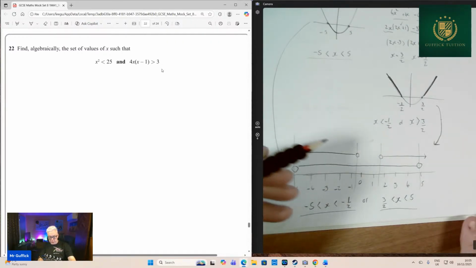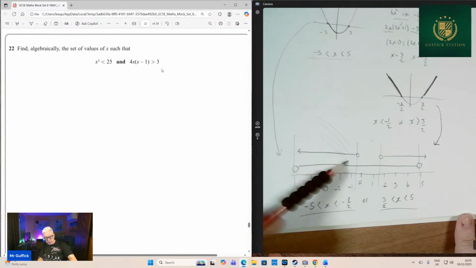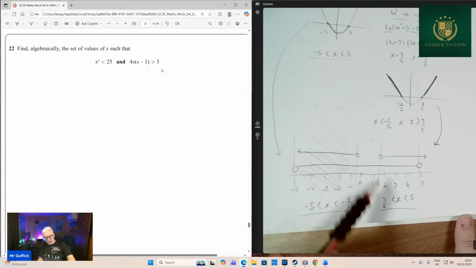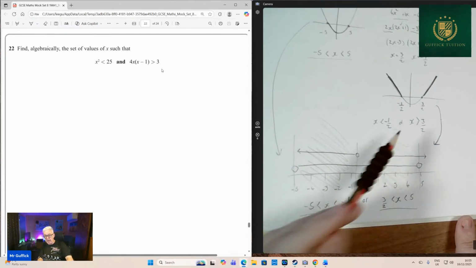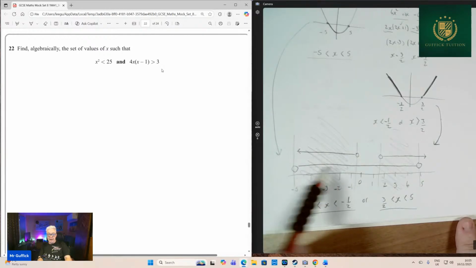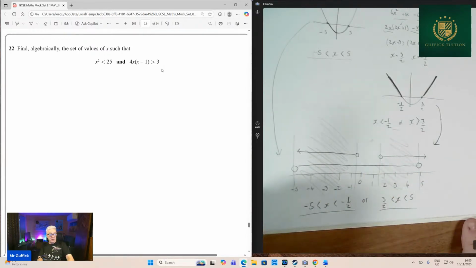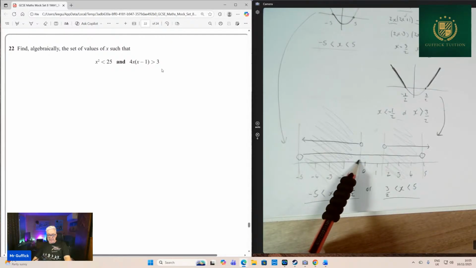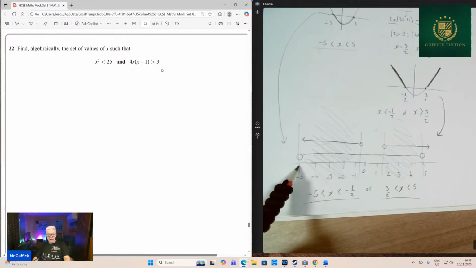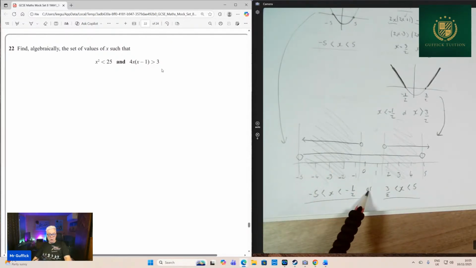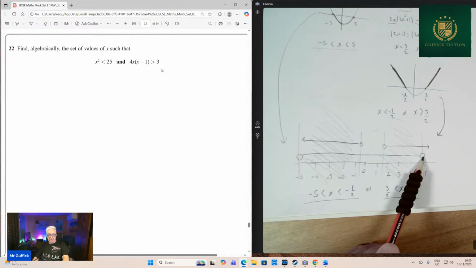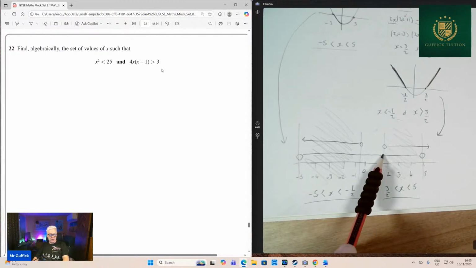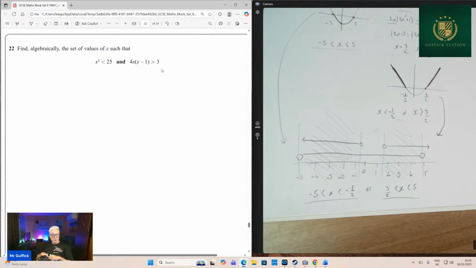We're looking for the region where both inequalities are working, which is there and there, okay? Because we've got both of the lines there and both of the lines there. So that combined region is x is less than a half and greater than -5, or x is less than 5 but greater than 3/2. And that's our combined region, okay, for those inequalities.